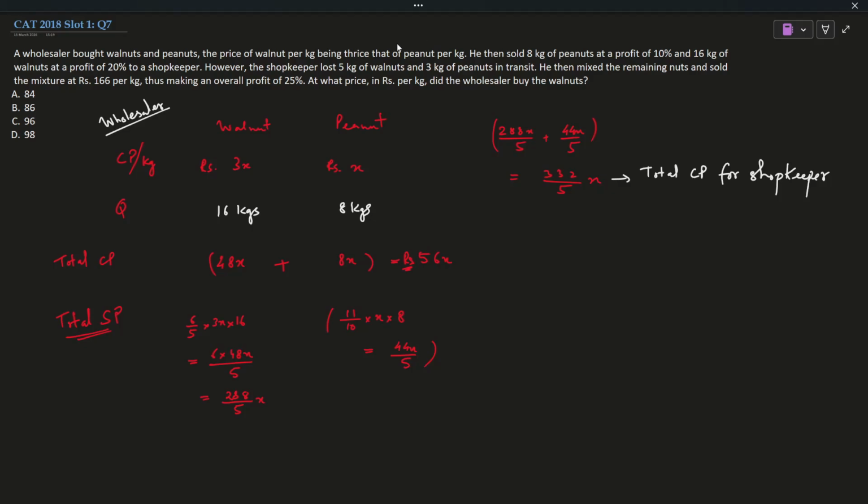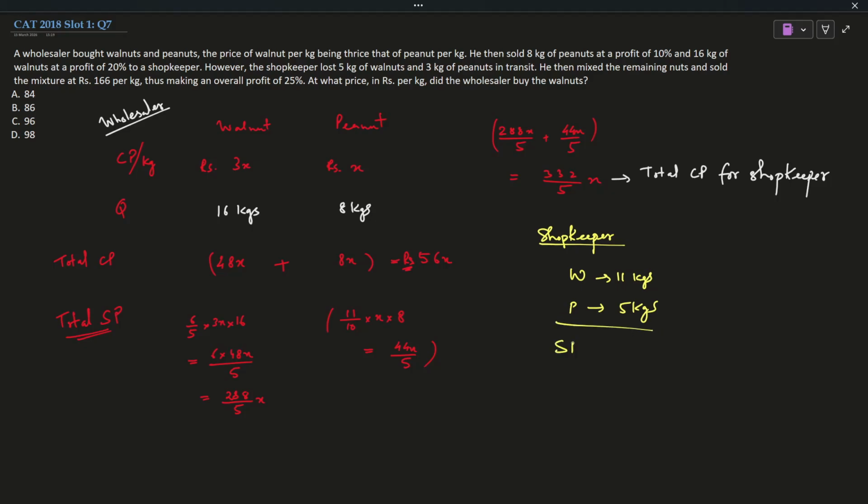But now what happened is that the shopkeeper lost 5 kgs of walnuts. That means he's left with 11 kgs of walnuts. I'm writing for the shopkeeper: walnuts, 11 kgs are left. Peanuts, 3 kgs are lost, so 5 kgs are left. He then mixed the remaining nuts and sold the mixture at 166 per kg.